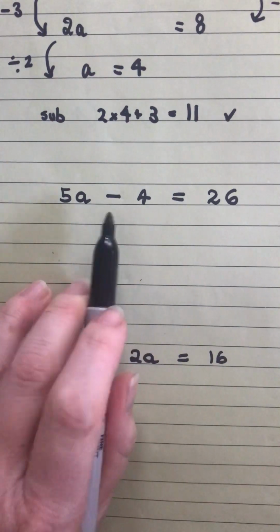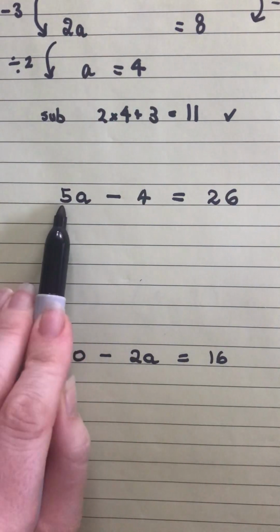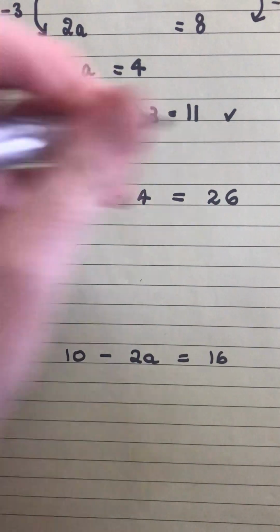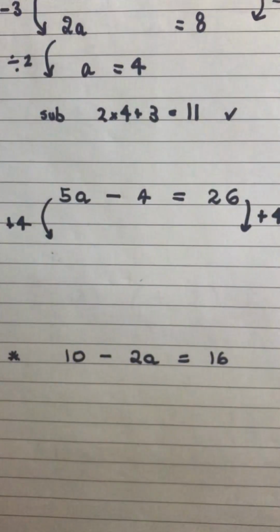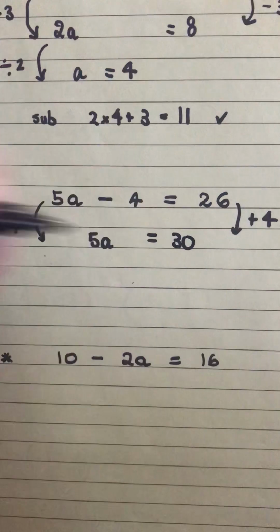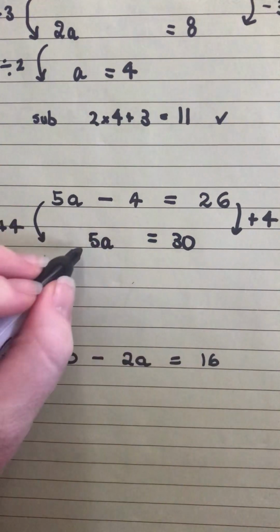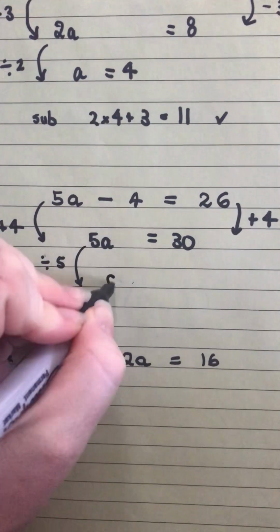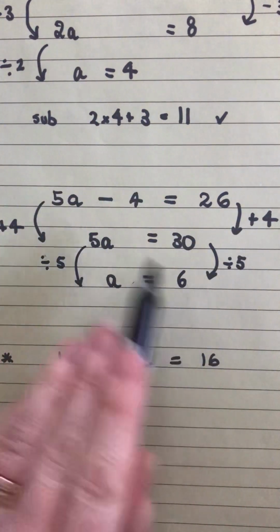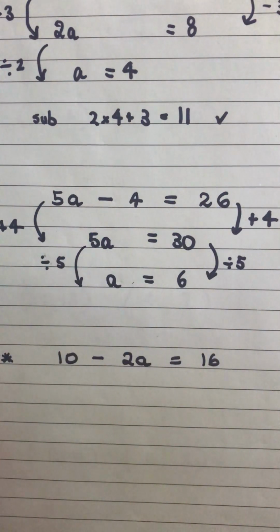In the next one, it's slightly different because we have a takeaway 4. So the last thing that was done to the a was multiplied by 5 and then 4 was taken away. So the first thing that I'm going to do is add the 4 to both sides. So now I have 5a on this side is equal to 30. So the next thing I'm going to do, just like I did up here, we have 5 times a is 30. So the opposite is to divide by 5. And we get a is equal to 6. Now we can do a quick check up here and say 5 times 6 is 30, take away 4 is 26, and we know we've worked that out correctly.